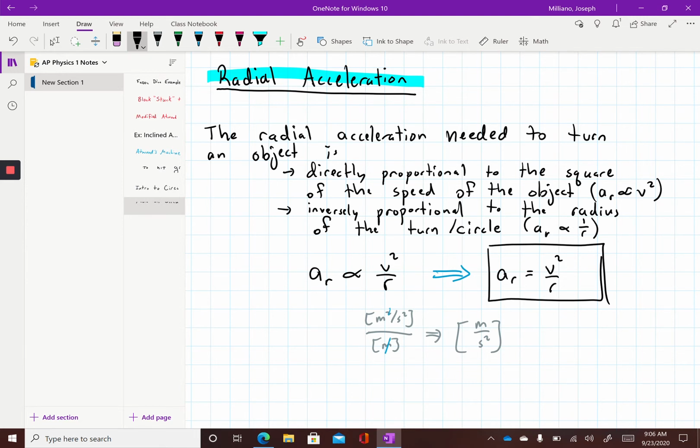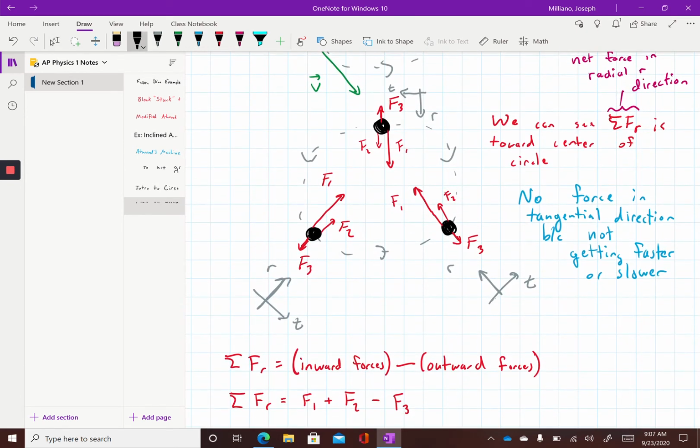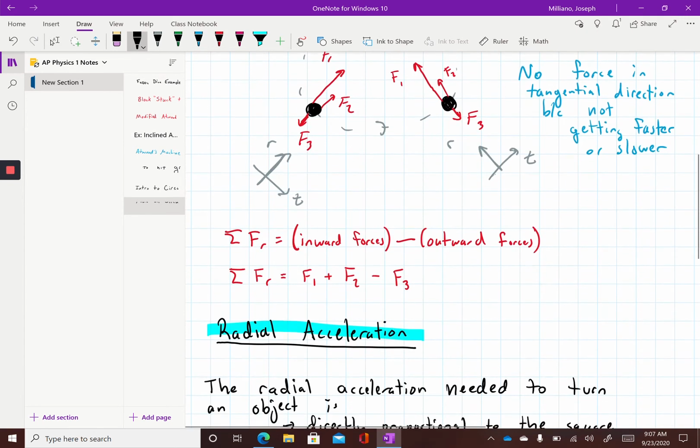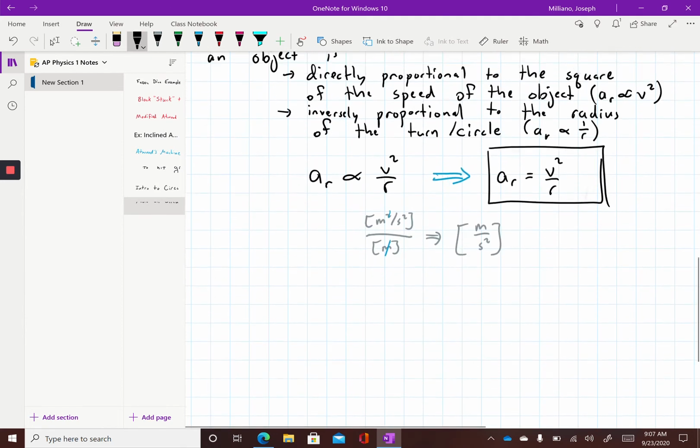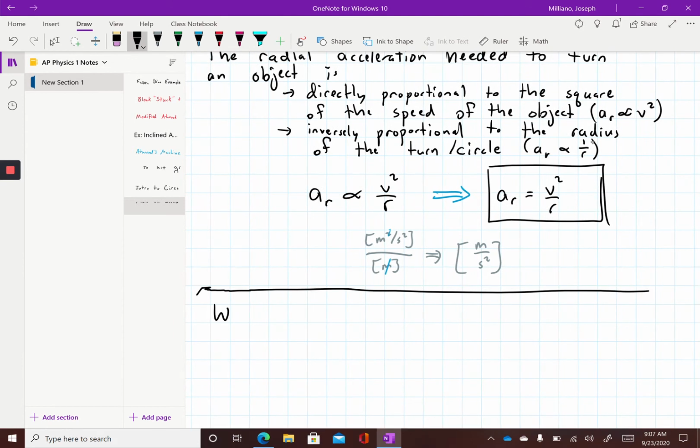And then what does that look like in the example from the last video where we had 3 forces acting on an object that was turning? We found that the sum of the forces was adding the 2 forces in the inward direction, then subtracting off the force in the outward direction. Well, what does that look like now? We can apply Newton's second law with this equation for acceleration.